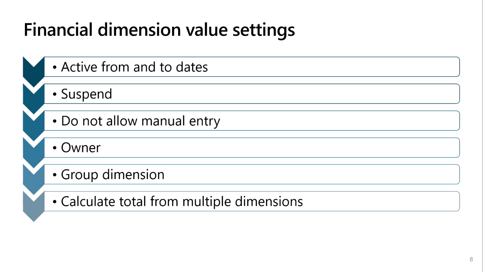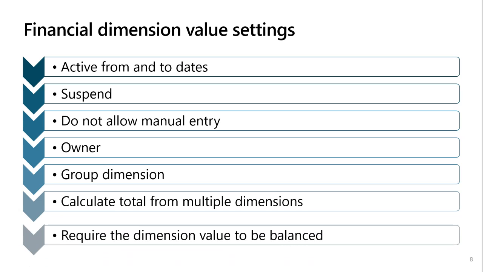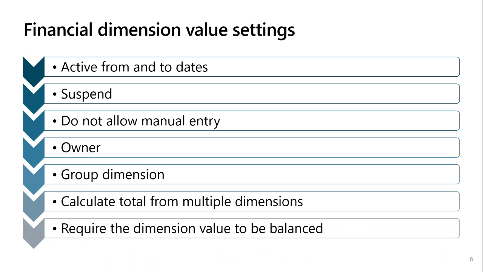Finally is the option to require the dimension value to be balanced. This again is a mechanism to require the debits and credits to be equal on a transaction for the specific dimension value and is typically used by public sector organizations.